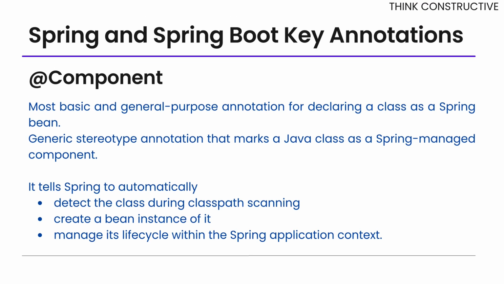@Component annotation. This is a generic stereotype annotation, and it is the most basic and general purpose annotation for declaring a Java class as a Spring Bean. What this annotation does is mark a Java class as a Spring managed component. That means, when you annotate any class with @Component, it tells the Spring framework to automatically detect the class during classpath scanning, then create a bean instance of it and manage its lifecycle within the application context.